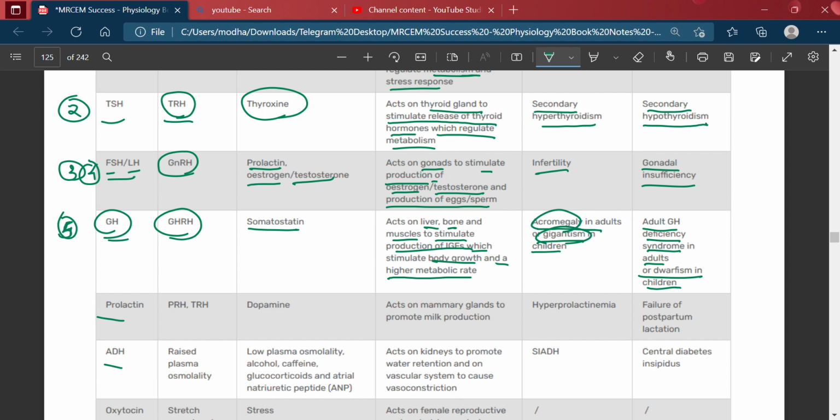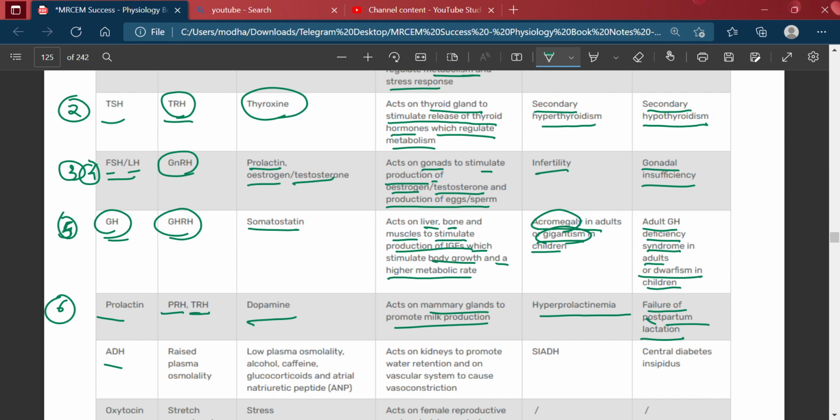Then prolactin. It's also secreted from the anterior pituitary. The stimulating factors are prolactin releasing hormone and thyrotropin releasing hormone, and the inhibiting factor is dopamine. It acts on the mammary gland to promote milk production. In excess, it causes hyperprolactinemia, and its deficiency will cause failure of postpartum lactation.